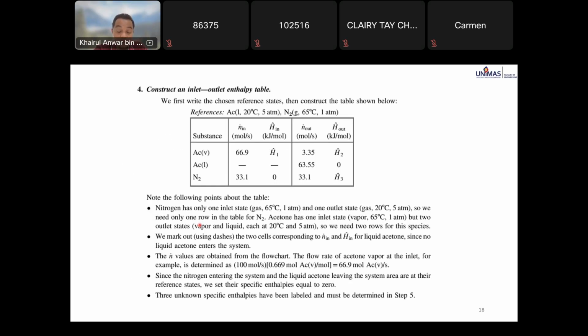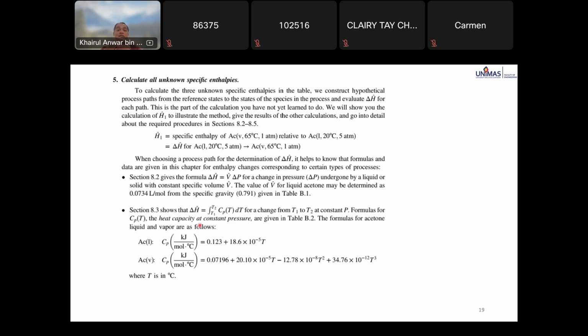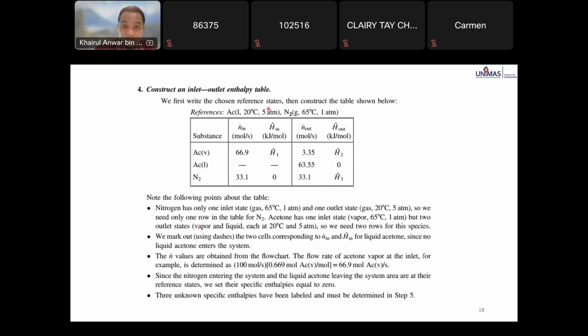Next is the H2. To calculate the three unknown specific enthalpy in the table, we construct a theoretical path from the reference state to the state of interest. So in this table, this is the reference state. So this is the targeted state for H2, H3.